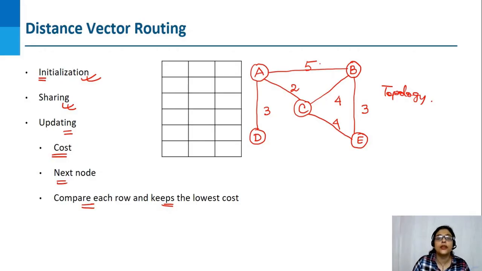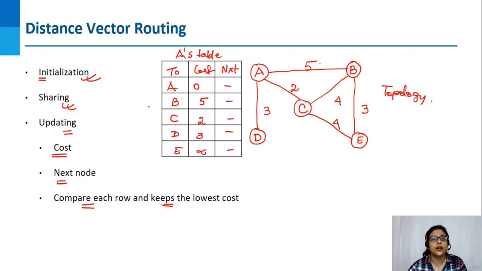Let's understand the routing table of node A. So what is A's table? It consists of 3 different fields. One is the to field, next one is the cost field, and the third one is the next hop field. So since there are 5 nodes, we have to write it as A, B, C, D, E. Now, cost of going from A to A is 0 and the next node is itself, so it is a dash. Cost of going from A to B is 5, cost of going from A to C is 2, cost of going from A to D is 3, and cost of going from A to E is infinite initially because A is not directly connected to E.